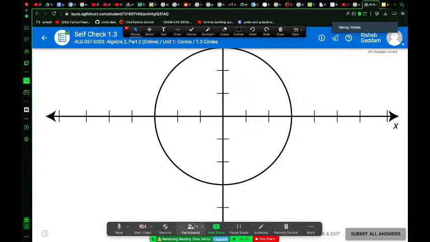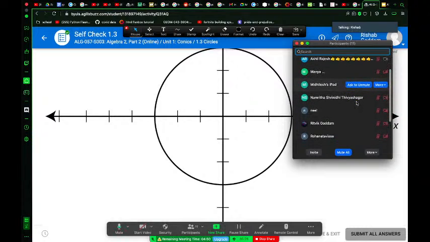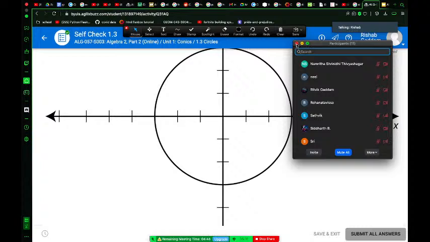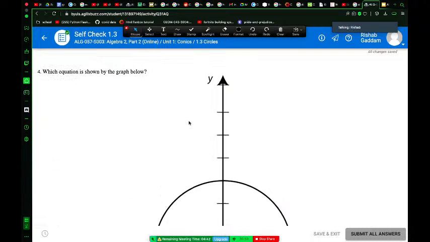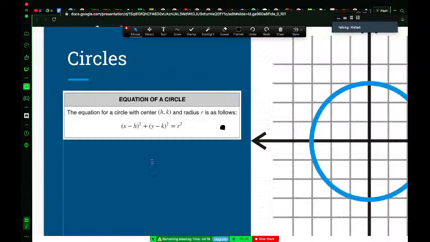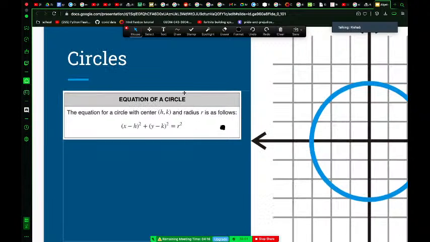So let's get the participants list out. Siddharth, how about you do this one? Can you tell us what you're doing? Is the equation x minus y squared? Wasn't that the equation you showed us in the slide? Okay, the battery is running out. Just a second, I'm going to go back to the slide. Okay, here's the equation.